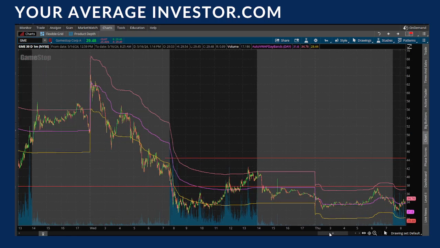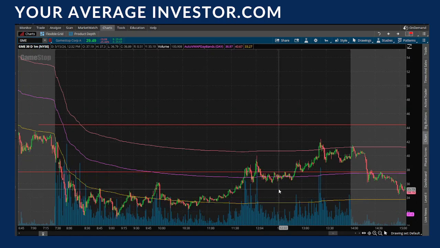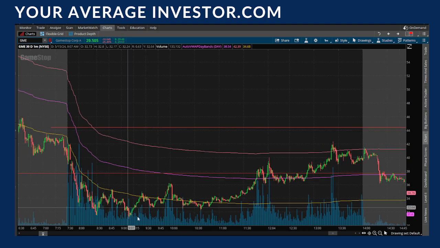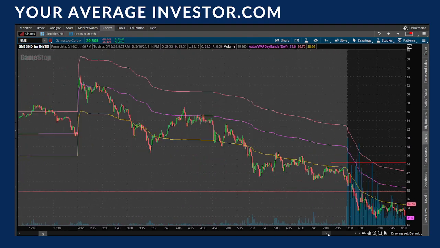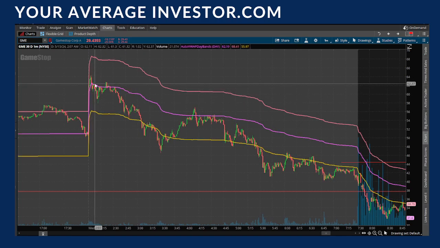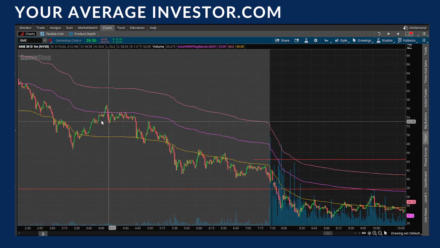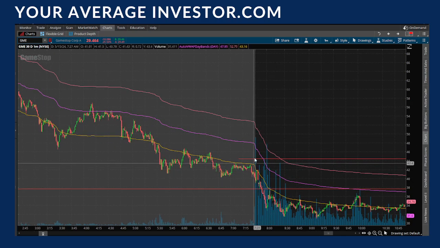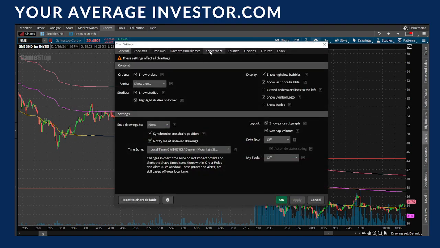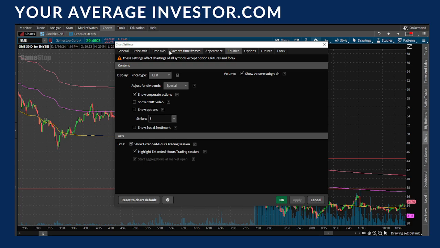Let's actually just rewind to yesterday. And you can see here, very interesting, because of how much volume was traded in the pre-market, by the time market opened, the price is already below what the volume weighted average has been set as with the pre-market trading. So in this case, you might want to set it to where the volume weighted average starts at the beginning of the trading day. The way to do that is just to open your settings, go to equities, and then click show extended hours trading session, turn that off.